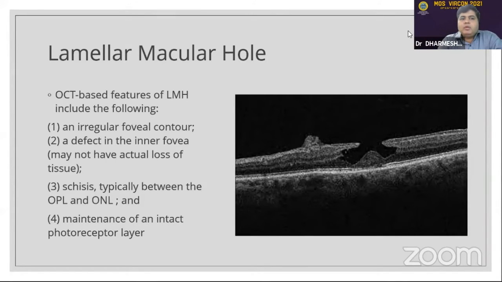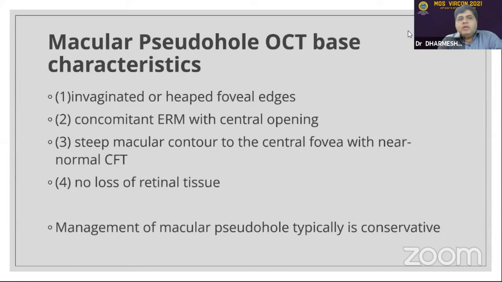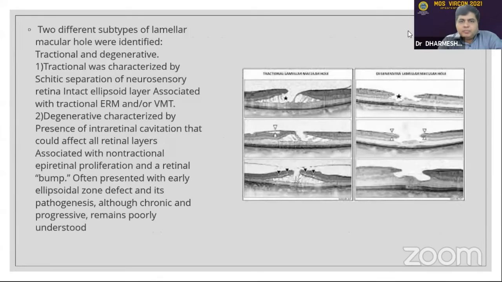Now lamellar macular hole is an irregular foveal contour defect in the inner fovea, with schisis, typically between the OPL and ONL and intact photoreceptor layers. That can be seen in cataract surgery, myopia, uveitis, AMD or RD, and the treatment is always controversial. Pseudohole can be diagnosed on the OCT with steep foveal edges along with the ERM, steep macular contour, but no loss of retinal tissue.